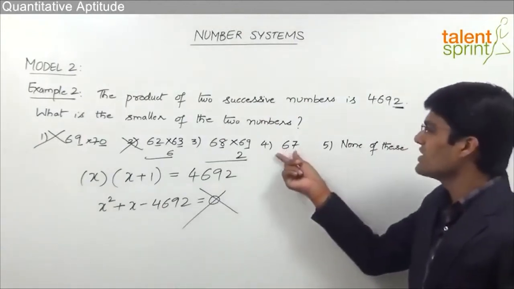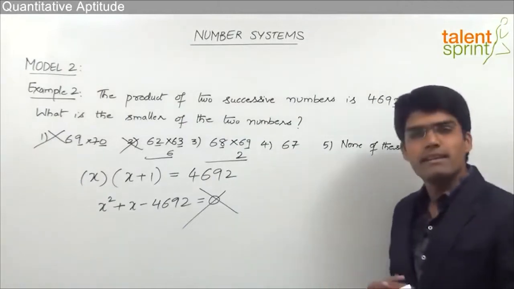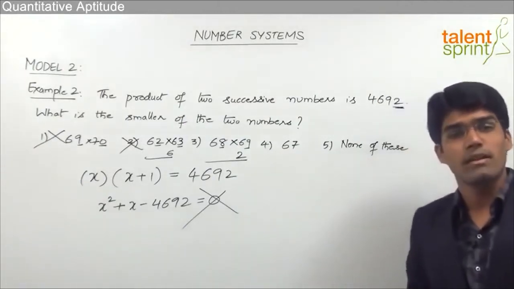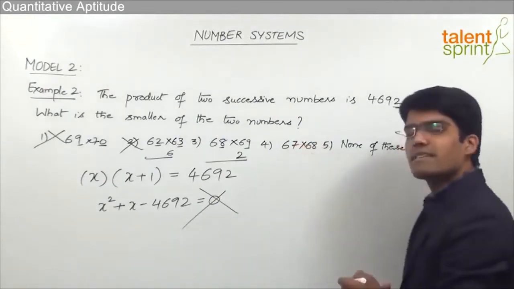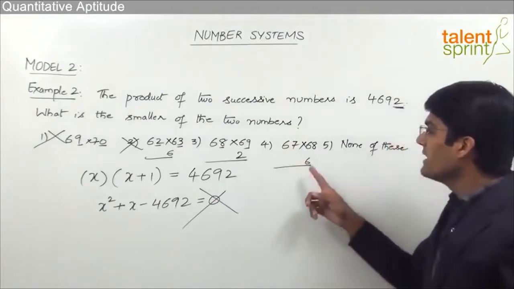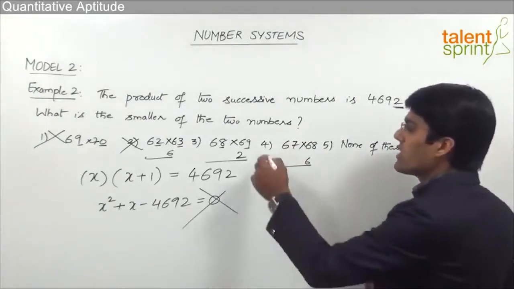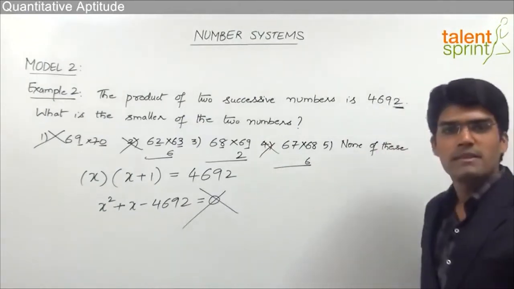But let us continue and check whether the fourth option could be correct or not. The given answer here is 67. That means again the smaller number is 67. If the smaller number is 67, the larger number will be 68. And 7 into 8 ends with 6. So very clearly even option number 4 cannot be the answer, because here the product is ending in 6 and our actual product ends with 2.